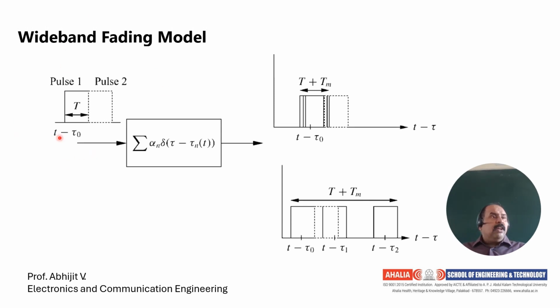There is a pulse transmitted. The duration of the pulse is T. This pulse is received here as T plus Tm. Tm is the delay spread caused by multipath propagation and its components. So, in the final received pulse, you will have a T plus Tm component, which would result in intersymbol interference.